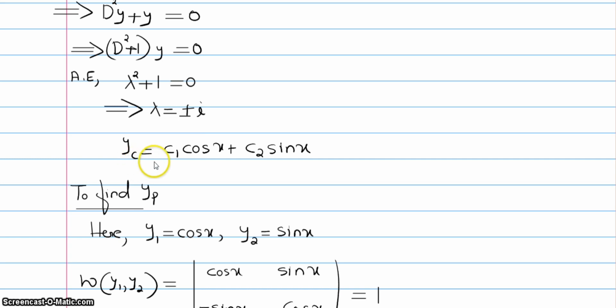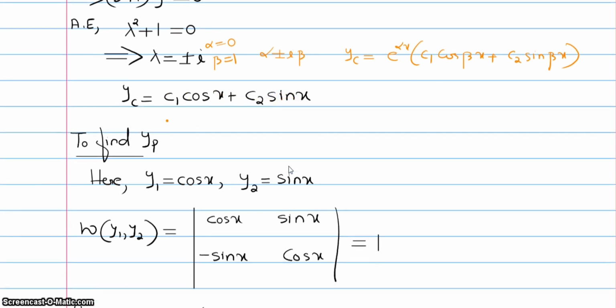So this is of the form alpha plus or minus i beta. The general solution format will be e raised to alpha x into c1 cos beta x plus c2 sin beta x. So here the value of alpha is 0 and beta is 1. So we'll get yc, that is the complementary function value, as c1 cos x plus c2 sin x.